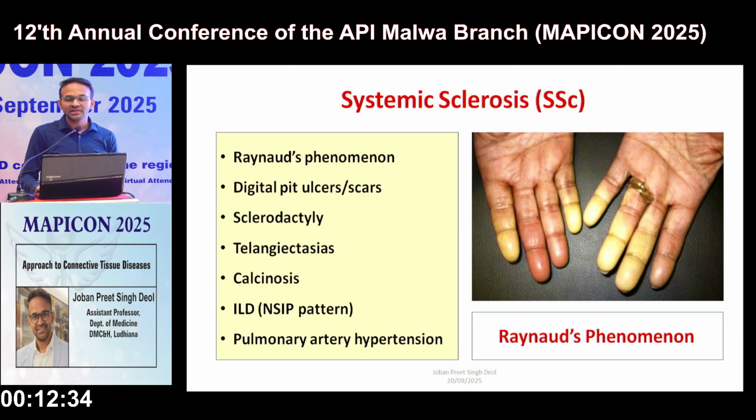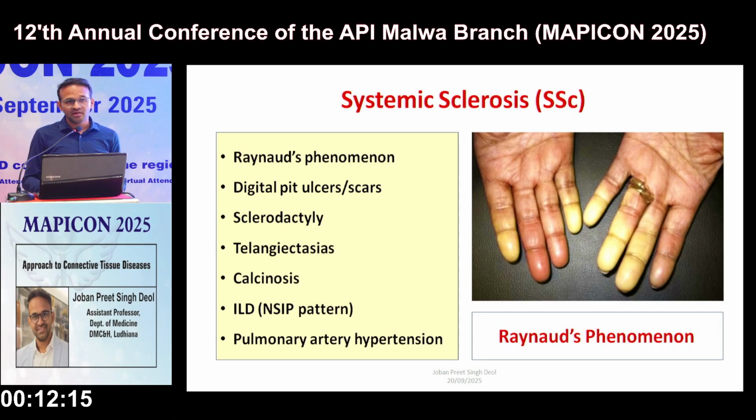Now moving on to the next connective tissue disease, which is systemic sclerosis. Raynaud's phenomenon is universally seen in systemic sclerosis. You should always suspect systemic sclerosis in a patient with Raynaud's phenomenon. Now Raynaud's can again be primary or secondary. So when should you think that it is secondary, not primary?